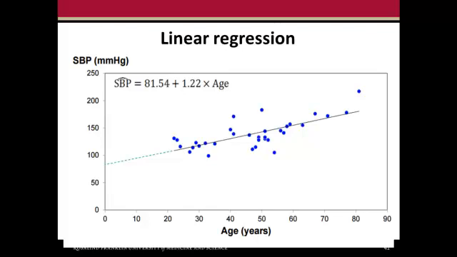And here we have our regression equation. So our intercept, if we went all the way back to age of 0, would be at 81.54, and then the slope is 1.22 times the age. So with every 1 year increase in age, the systolic blood pressure could go up by a value of 1.22, because that's the slope.